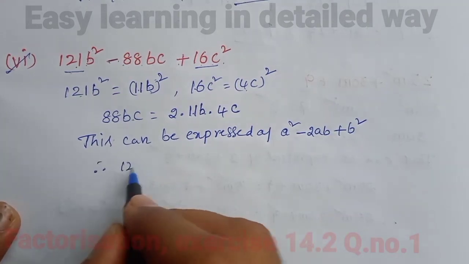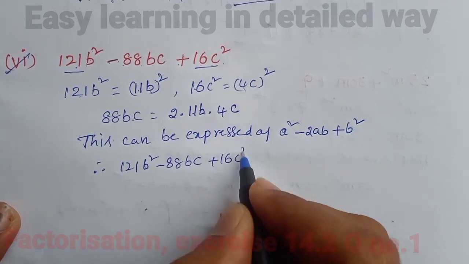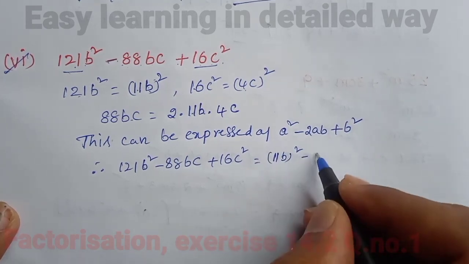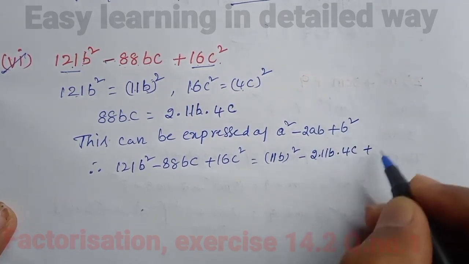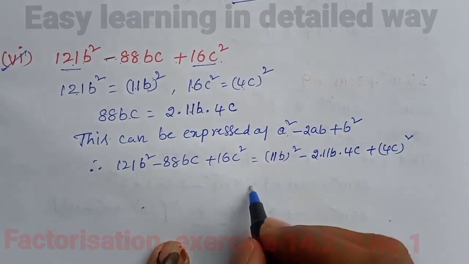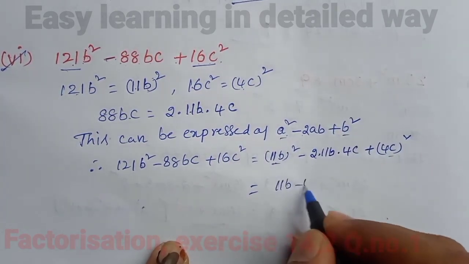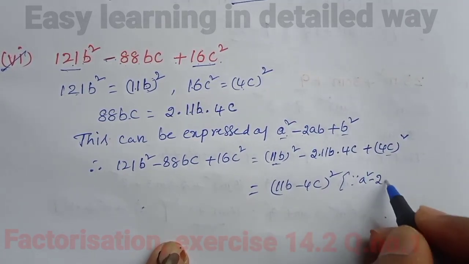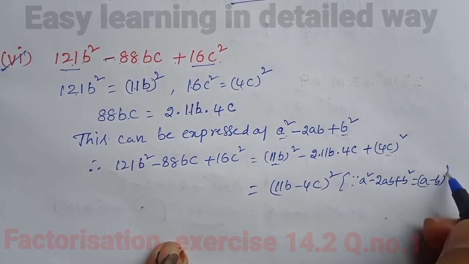So therefore 121b square minus 88bc plus 16c square is equal to 11b whole square minus 2 into 11b into 4c plus 4c whole square. So a square minus 2ab plus b square is equal to a minus b whole square. Then here a is 11b and b is 4c. So 11b minus 4c whole square, because of the identity a square minus 2ab plus b square is equal to a minus b whole square.